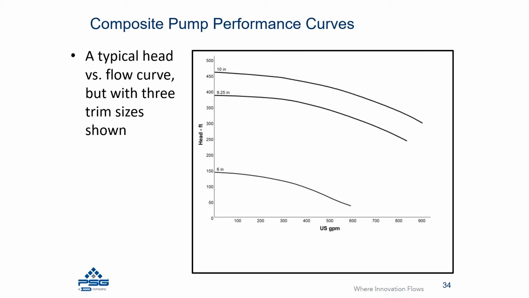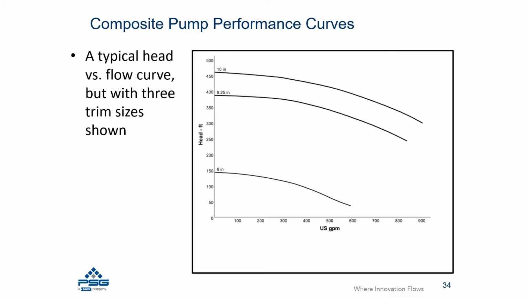And in this case, you'll see that the composite curve now includes a variety of impeller trims. And so we still have our 10-inch trim, but now we've got a 9¼ inch trim as well as a 6-inch trim. Now, the difference in these different curves is what you would see by doing the affinity law calculations, because as you reduce the impeller diameter, the flow and head that the pump is going to generate is going to decline.